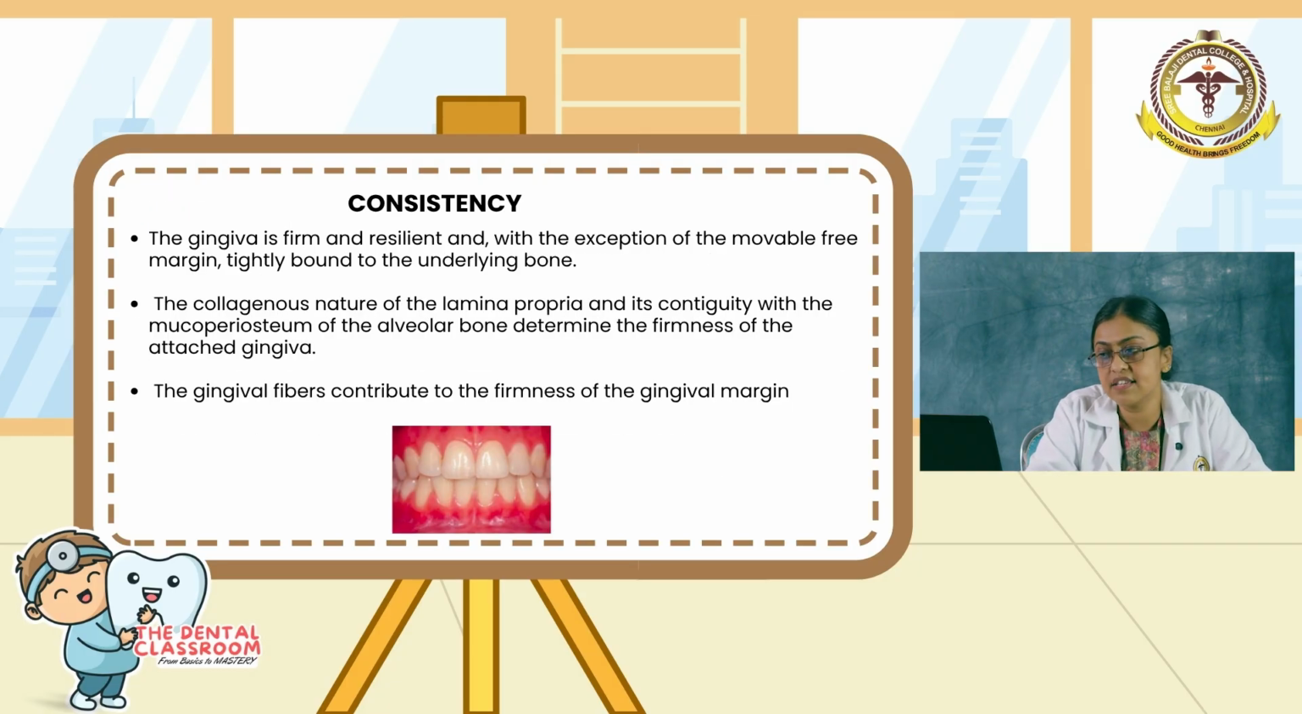Now the consistency. The gingiva is firm and resilient, with the exception of the movable marginal gingiva, and is tightly bound to the underlying bone. The collagenous nature of the lamina propria and its continuity with the mucoperiosteum of the alveolar bone determine the firmness of the attached gingiva. The gingival fibers contribute to the firmness of the gingival margin.